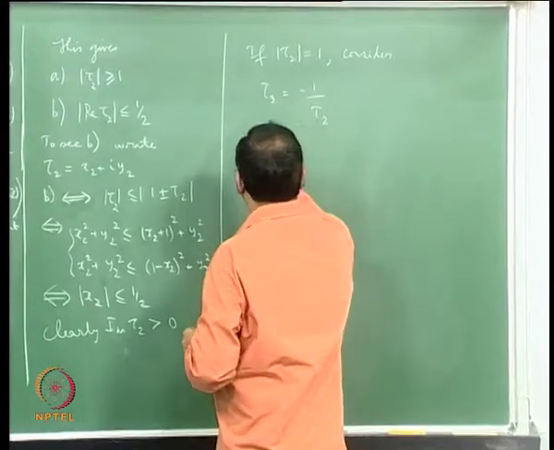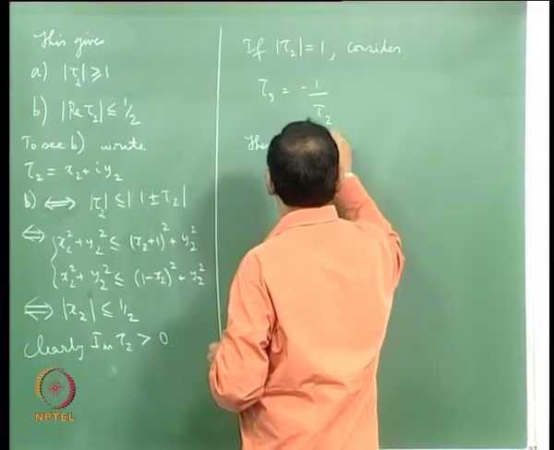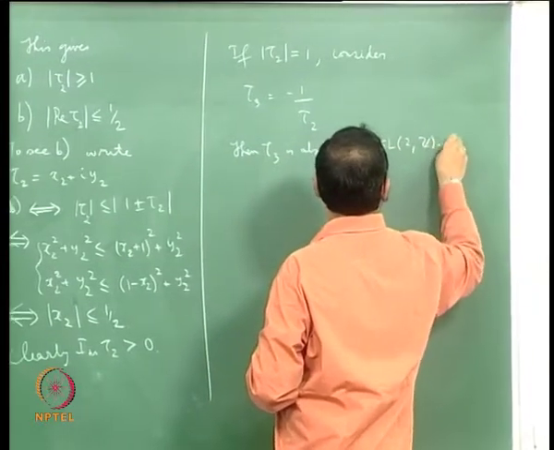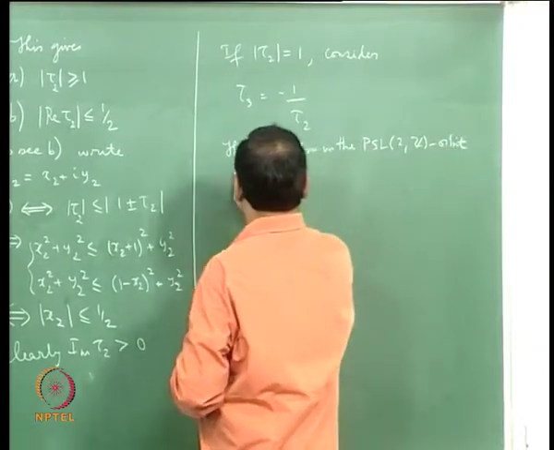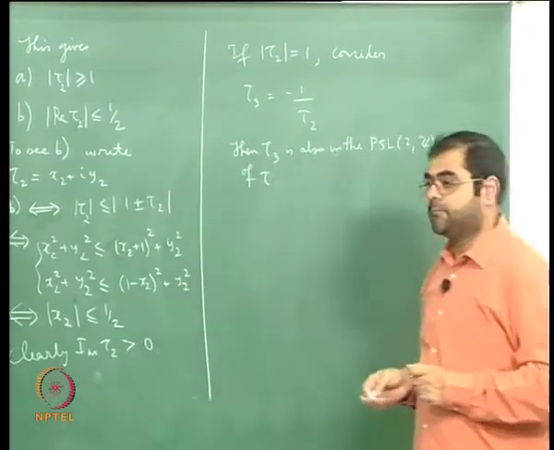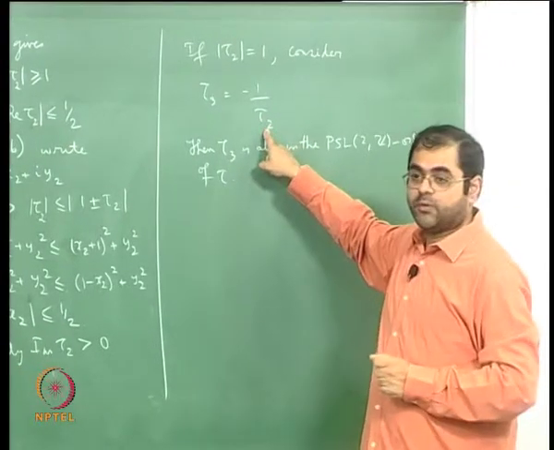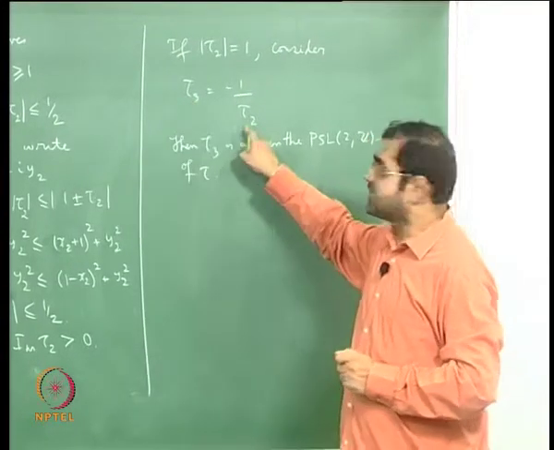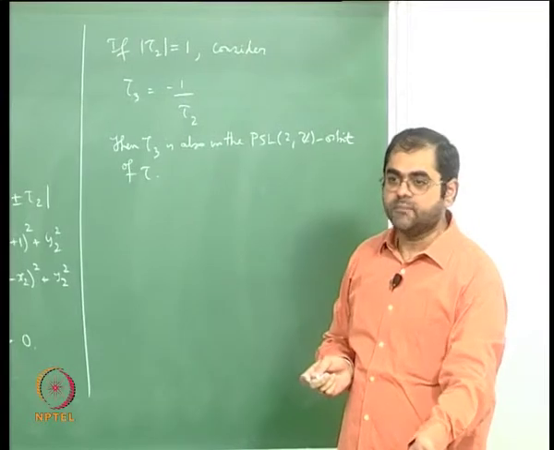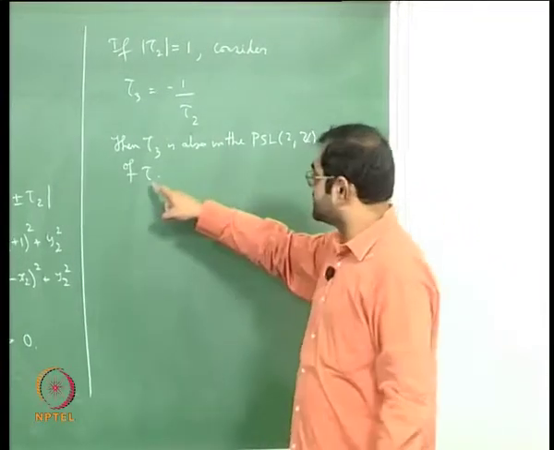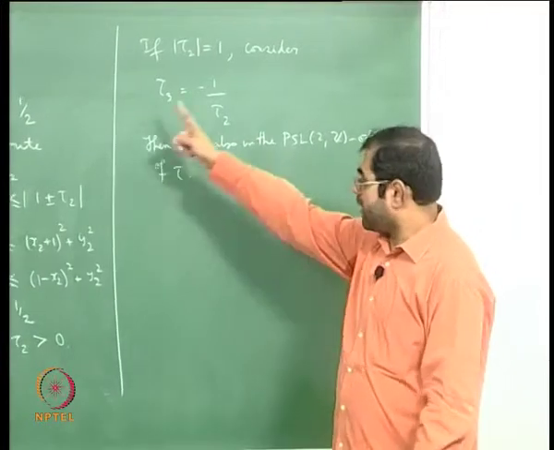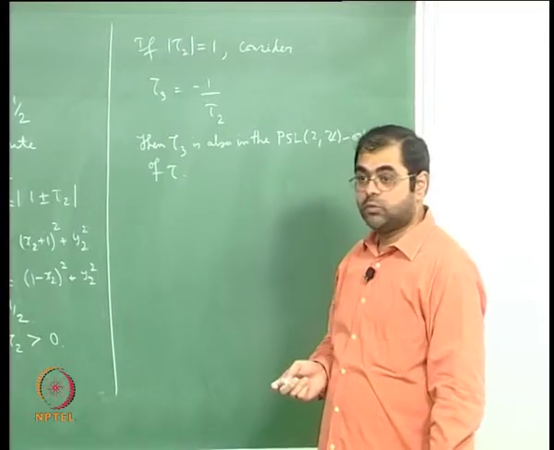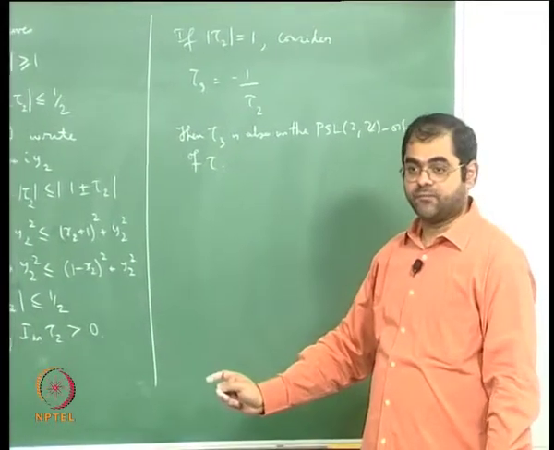Then tau 3 is also in the PSL2Z orbit of tau, because tau 2 is in the PSL2Z orbit of tau, and tau 3 is the image of tau 2 under another PSL2Z element. Therefore tau 3 is also in the PSL2Z orbit of tau, and of course all the conditions satisfied by tau 2 so far will also be satisfied by tau 3.